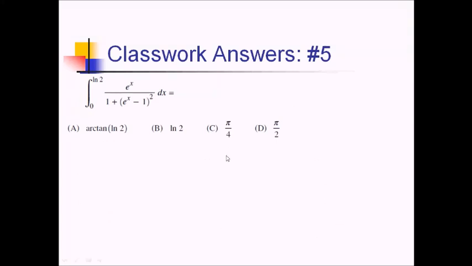On this problem, we're trying to find the definite integral from 0 to ln 2 of all things of this crazy expression with e's in it. And I mean, just looking at the answer choices gives you a sense of how wacky this problem is. I mean, we've got inverse trig, we've got logs, we've got pies, so a little bit of everything here.